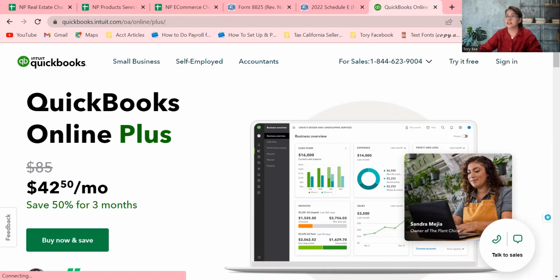I'm having a hard time, okay? QuickBooks Online Plus is the ideal version for real estate bookkeeping, for real estate business, because you can track your income and expenses by project, because in other versions you can't. You can also try it for free for 30 days, so you can familiarize yourself inside QuickBooks. Now we sign in.